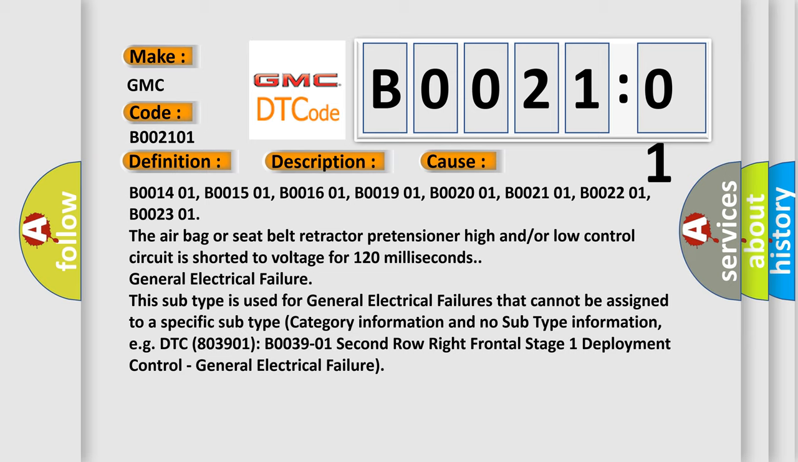B0001-401, B0001-501, B0001-601, B0001-901, B0002-001, B0002-101, B0002-201, B0002-301. The airbag or seat belt retractor pretensioner high and/or low control circuit is shorted to voltage for 120 milliseconds. General electrical failure. This subtype is used for general electrical failures that cannot be assigned to a specific subtype category, with no subtype information, e.g. DTC B0039-01: second row right frontal stage 1 deployment control, general electrical failure.